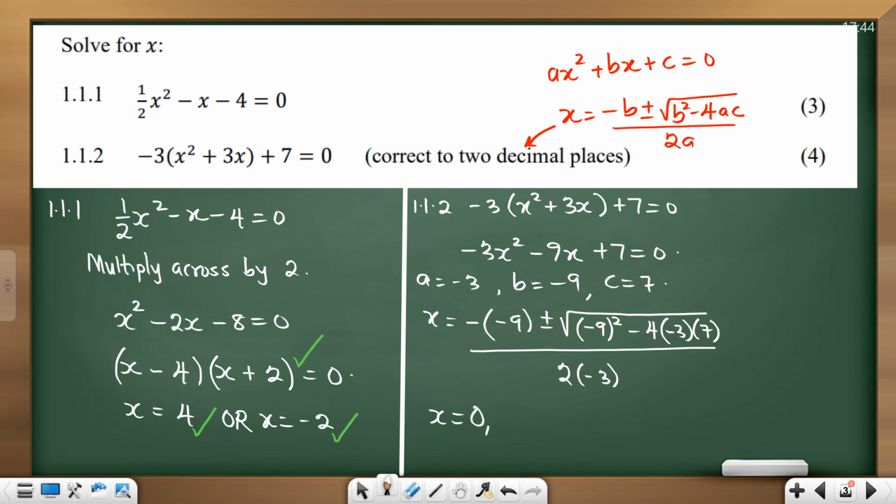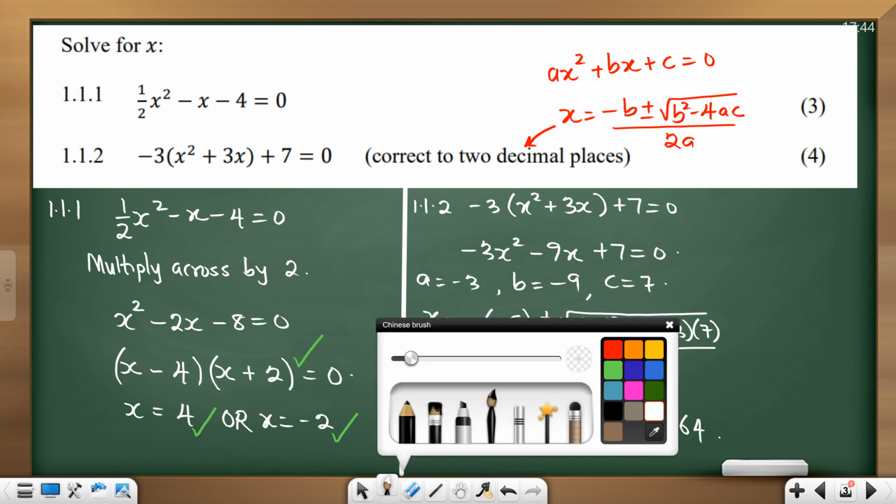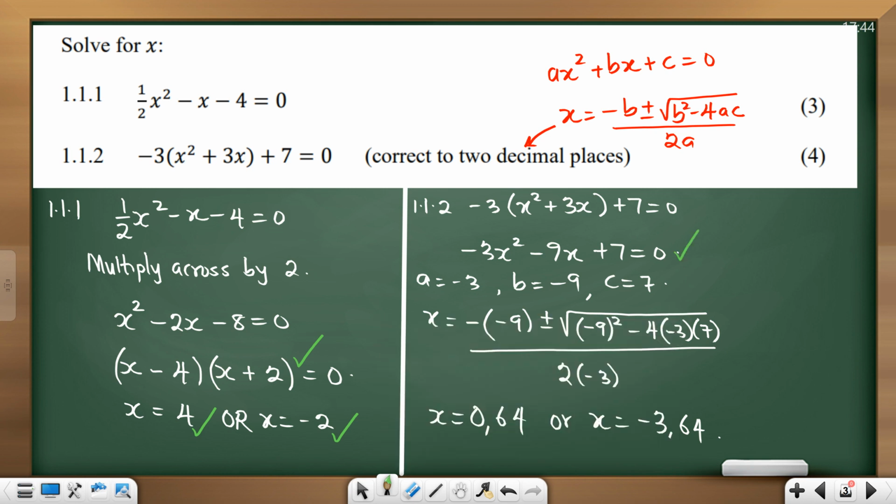And the second answer, 0,64. So x equals negative 3,64 or x equals 0,64. Please, it is or. How will the examiner allocate the marks for this? Writing in standard form, 1 mark.